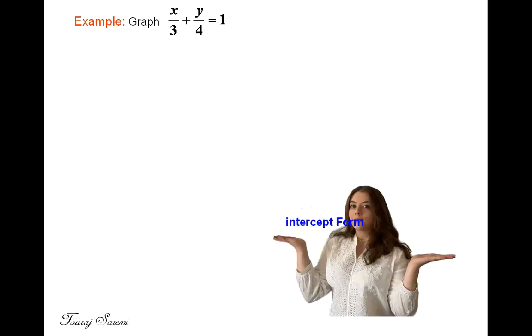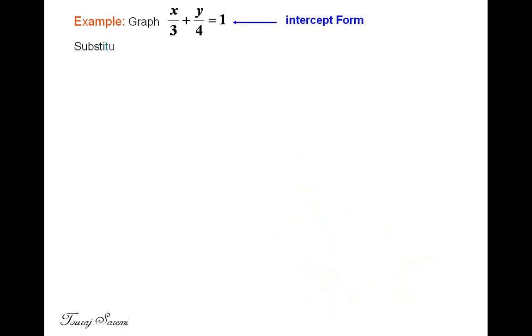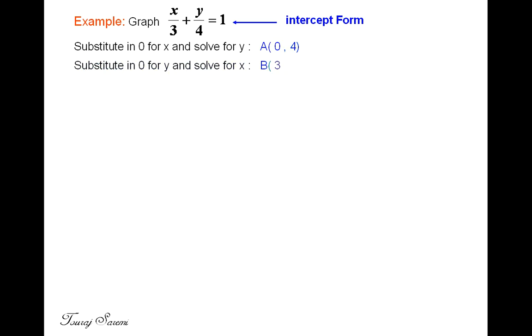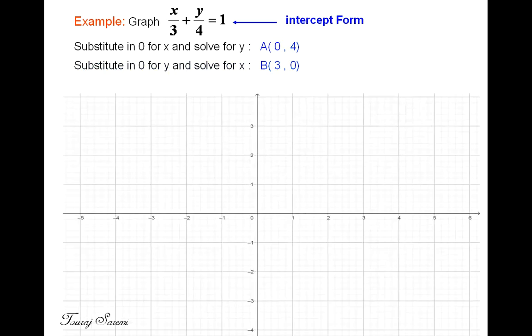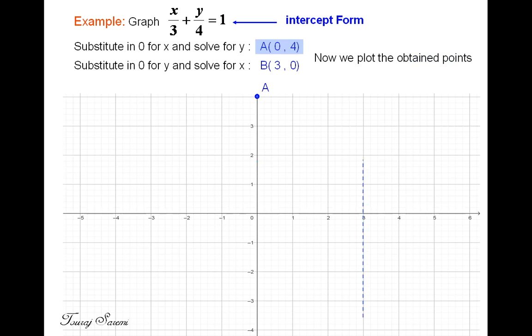Example. Graph x over 3 plus y over 4 equals 1, written in the intercept form. Substitute in 0 for x and solve for y. Substitute in 0 for y and solve for x. Now we plot the obtained points. Now we draw the straight line containing both of the plotted points.